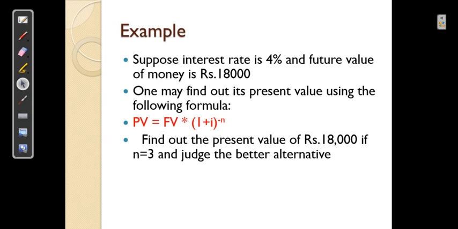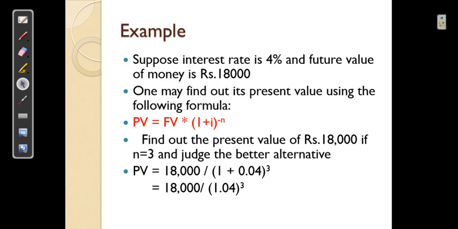So let's find out the present value of rupees 18,000 if the number of years is 3 and judge the better alternative. So either you get rupees 15,000 as cash today, or after 3 years you get rupees 18,000. What would be a better option? The present value of money can be calculated by putting all of these numerical figures into the formula. That gives you 18,000 divided by 1 plus 0.04, because 4% is the rate of interest, so the whole denominator raised to 3. So 18,000 divided by 1.04, the whole raised to 3.